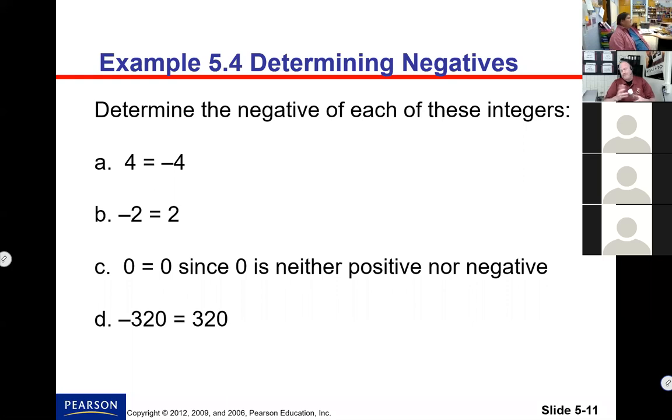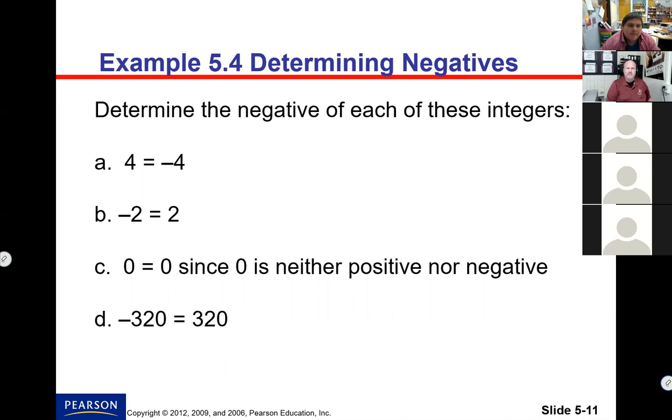It's 0, right? Remember, 0 has no negative or positive. And what's the opposite of -320? +320, right? Okay, now another way to represent integers, especially with zeros, is on the number line.